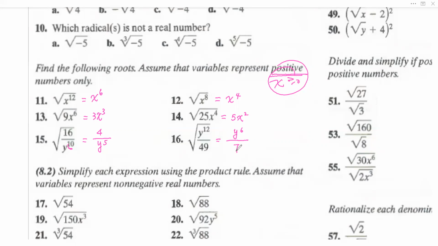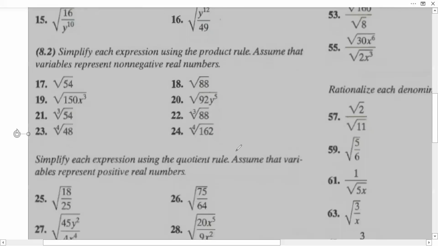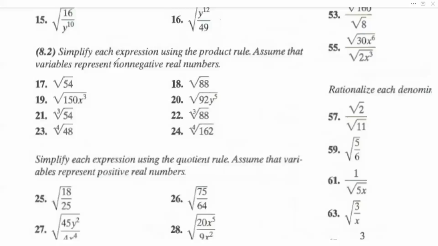All right, let's see the next, 8.2, number 7. So see 17. For 17, still consider simplifying each expression using the product rule, just like I said. Assume the variables represent non-negative numbers, so it's greater than or equal to 0, right?